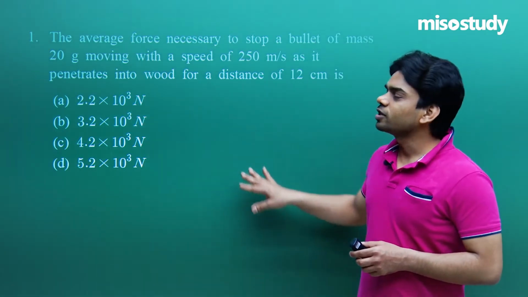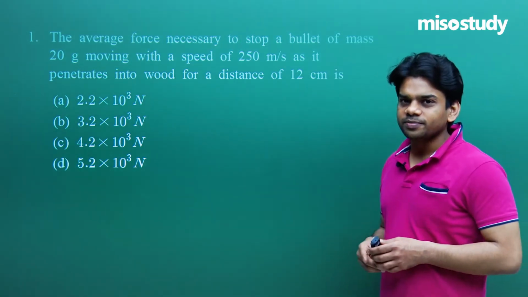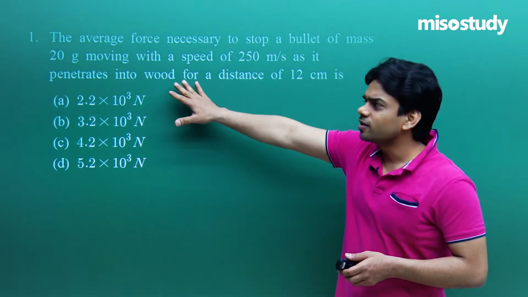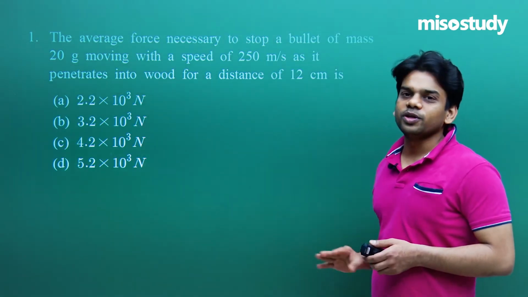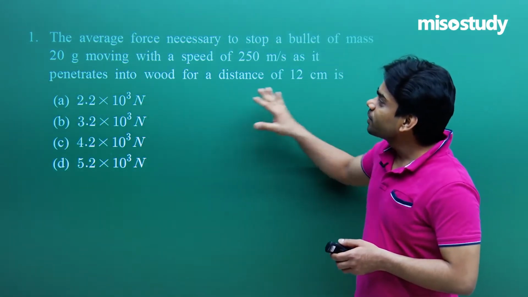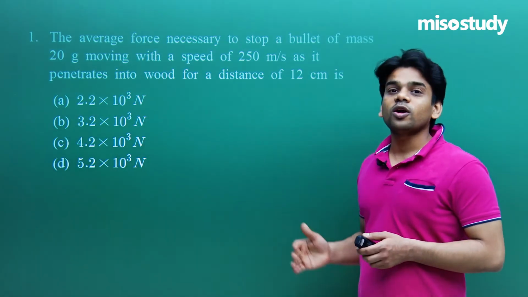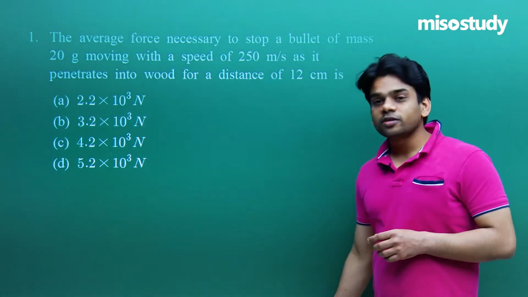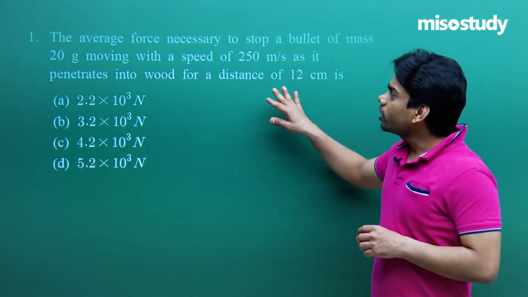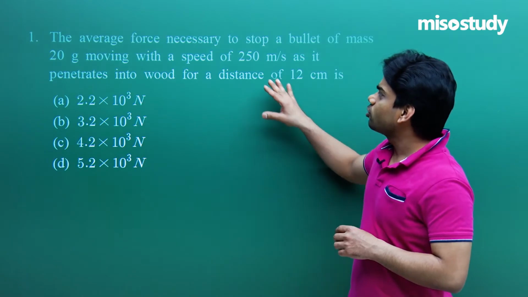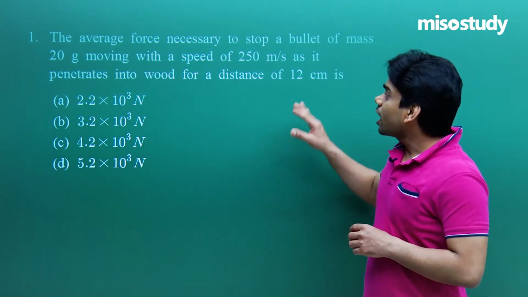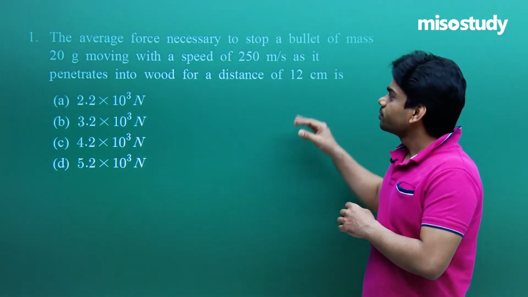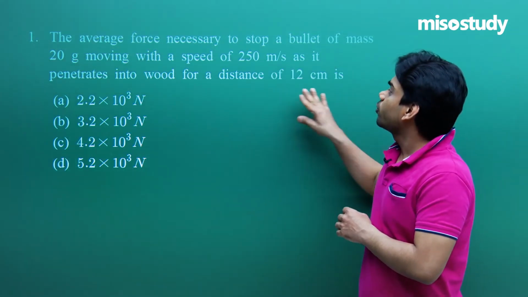We got 4 options. The question asks what is the force required. We can see that a bullet is fired whose mass is given as 20 gram and it's moving at the speed of 250 meter per second. Now as it penetrates into wood for a distance of 12 centimeter, what will be the average force required to stop it? First of all, we can do it with two concepts. As it enters, it will have some speed, which means it's going to exert a force on the wood. Next, it's penetrating into wood for a distance of 12 centimeter.